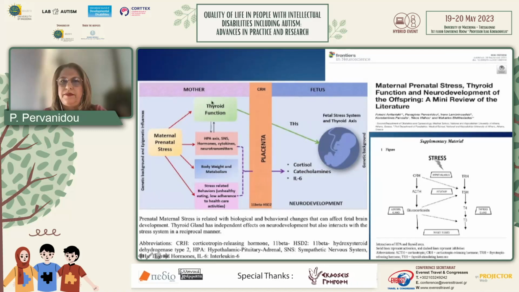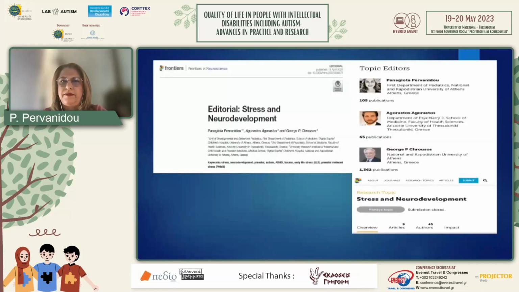And of course, the thyroid function is crucial for neurodevelopment. We know this from several years. And of course, maternal prenatal stress also has a great effect on the thyroid function of the mother. And with the increase of all these biological mediators that cross the placenta, the brain of the fetus changes and may, in relation with the genetic predisposition, lead to increased rates of neurodevelopmental disorders.